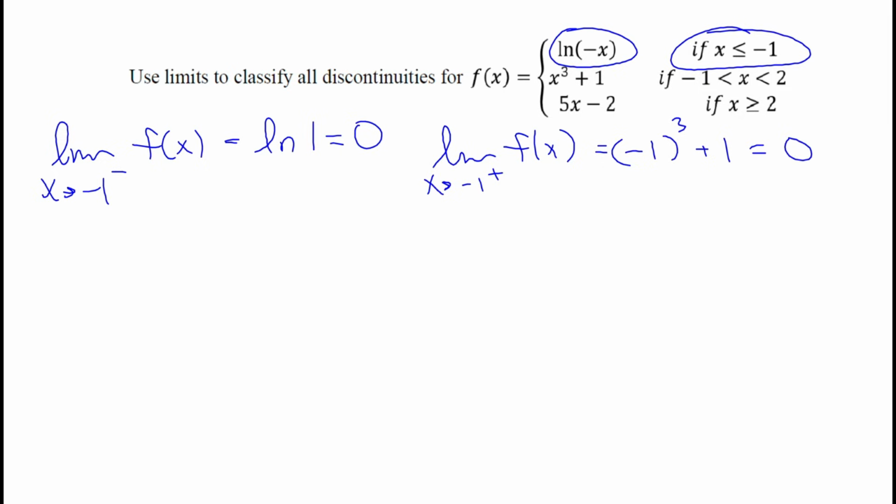So those match up, which means we do not have a discontinuity at x equals negative 1 because the function is defined at negative 1. We have a less than or equal to there.